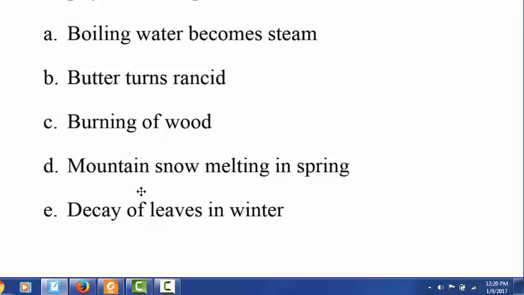So being able to categorize things as chemical or physical properties or chemical or physical changes is more than just defining it. You'll see questions on the test that are asking you to apply definitions. So apply the definition of a physical or chemical change to identify what's going on.